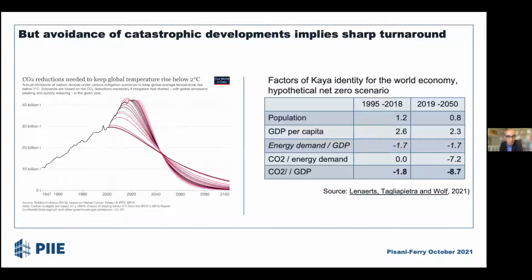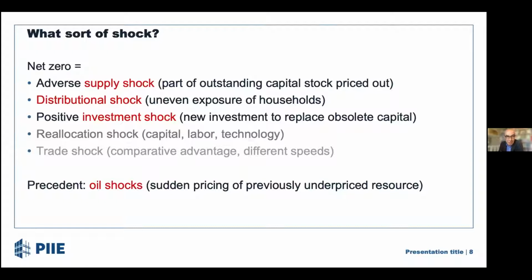Now, we all know, I won't teach anything to anyone here, that nevertheless, the avoidance of catastrophic developments of the type we've been discussing so far in this webinar requires a very sharp change in the pace of decarbonization, which is illustrated by the graph on the left, showing how fast it has to change, and the numbers on the right taken from a recent Google paper, looking at what it implies for the world economy to achieve net zero by 2050. So the question then is, how can we think about the implied shock?